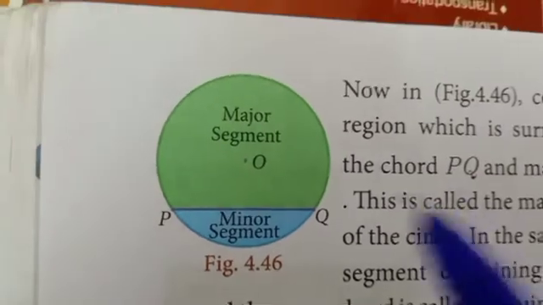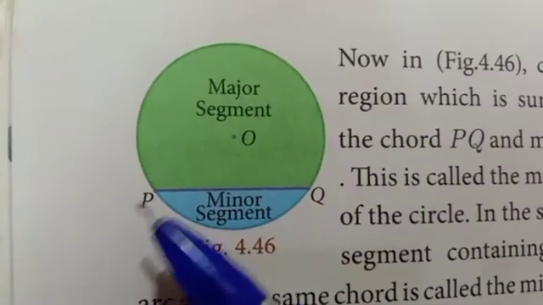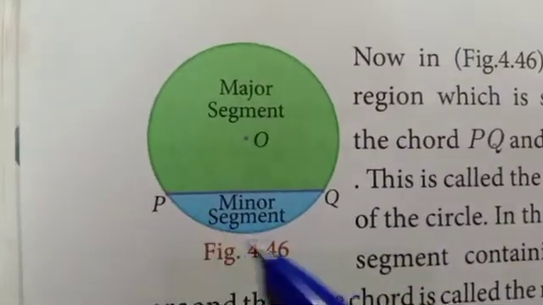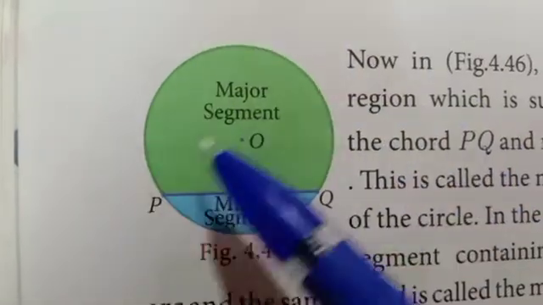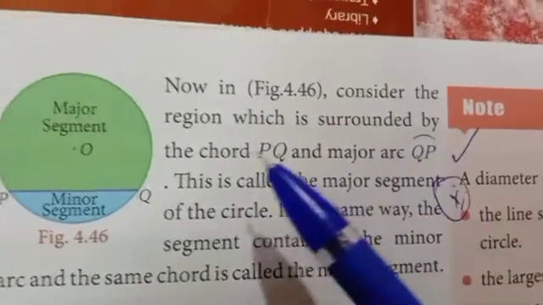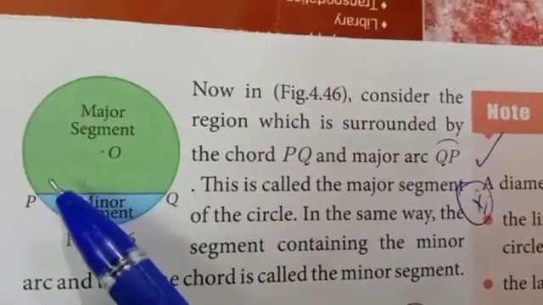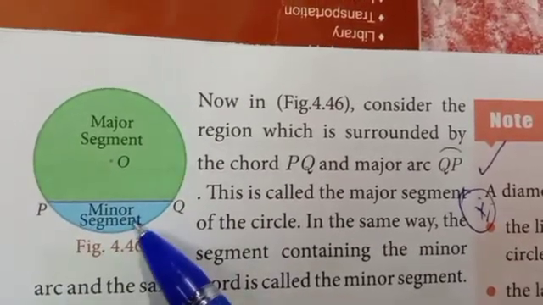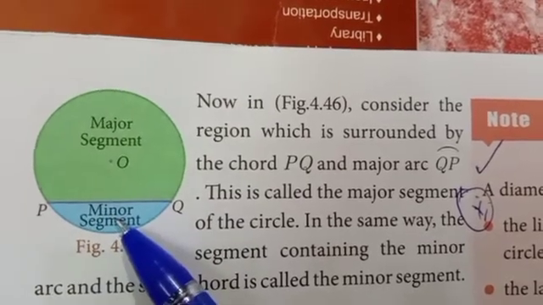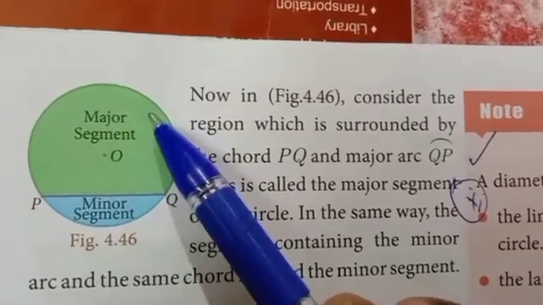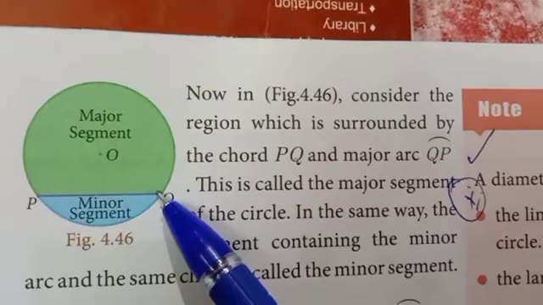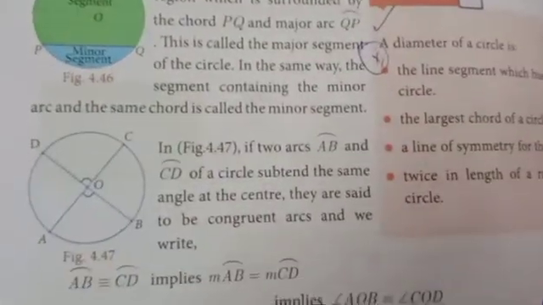Now this is a major segment, and this is a minor segment. In the previous picture we observed the minor arc and major arc. The minor arc makes a minor segment, and the major arc makes a major segment. It is the region surrounded by the chord PQ. This chord divides the circle into two segments: the smaller one is the minor segment, and the larger one is the major segment.